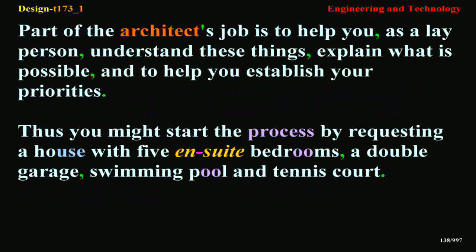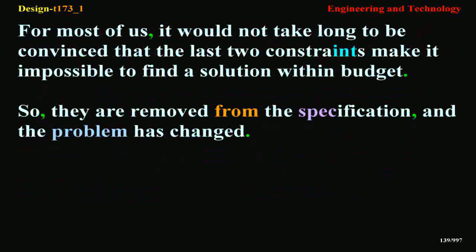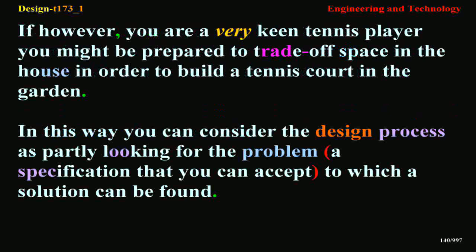Thus you might start the process by requesting a house with 5 en-suite bedrooms, a double garage, swimming pool and tennis court. For most of us, it would not take long to be convinced that the last 2 constraints make it impossible to find a solution within budget. So, they are removed from the specification, and the problem has changed. If, however, you are a very keen tennis player, you might be prepared to trade off space in the house in order to build a tennis court in the garden. In this way you can consider the design process as partly looking for the problem, a specification that you can accept to which a solution can be found. The design then reflects this problem-solution pair.